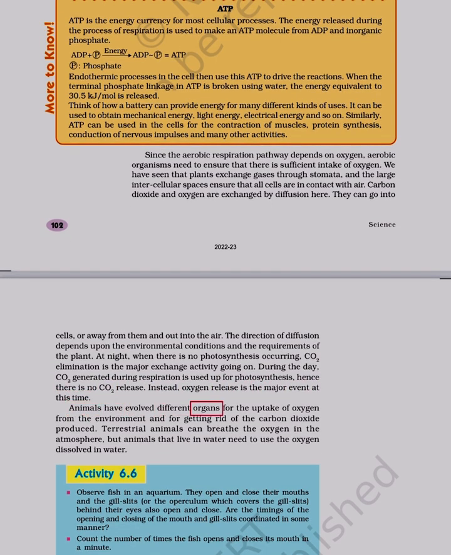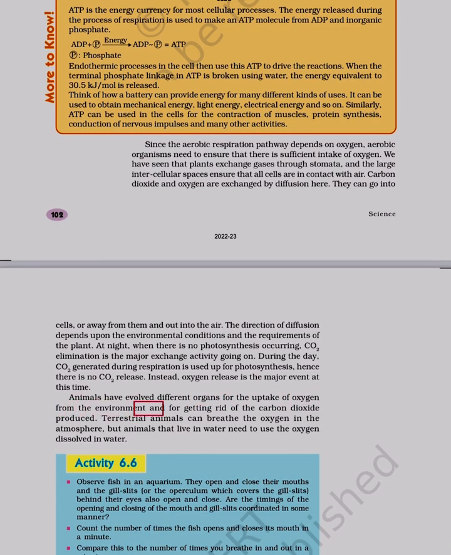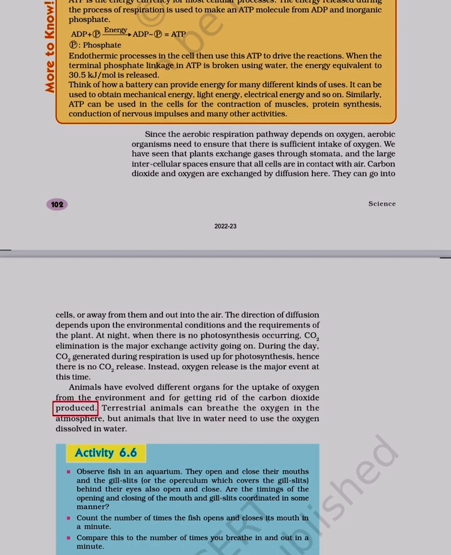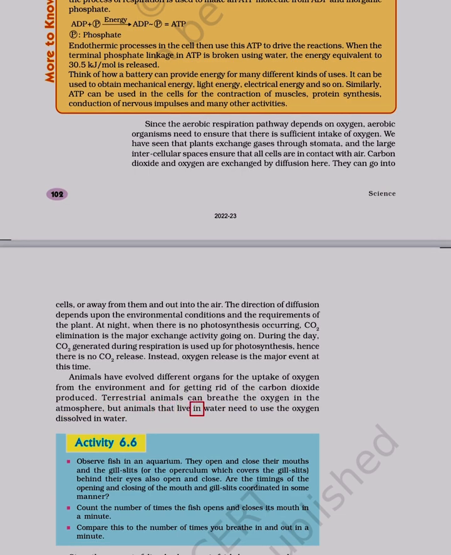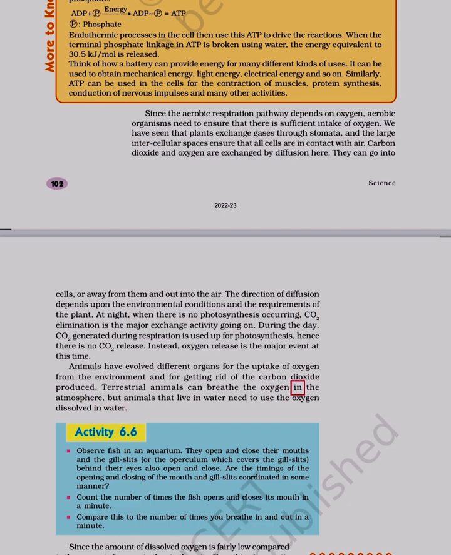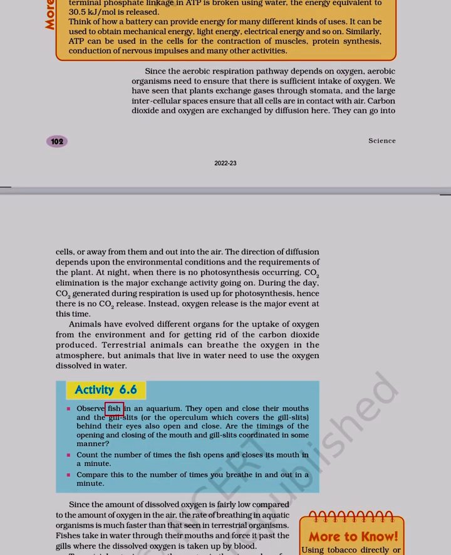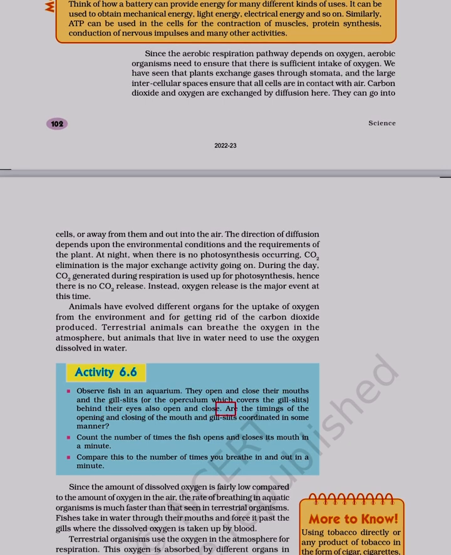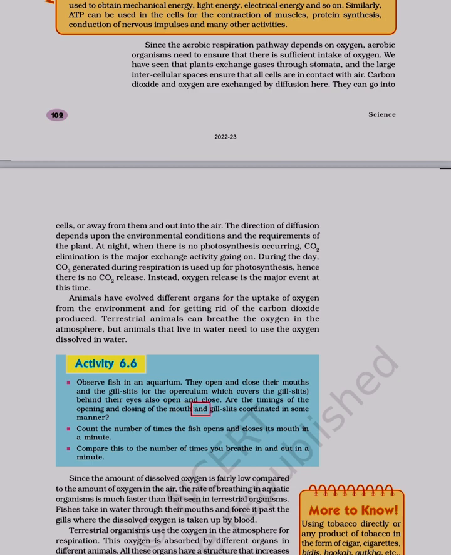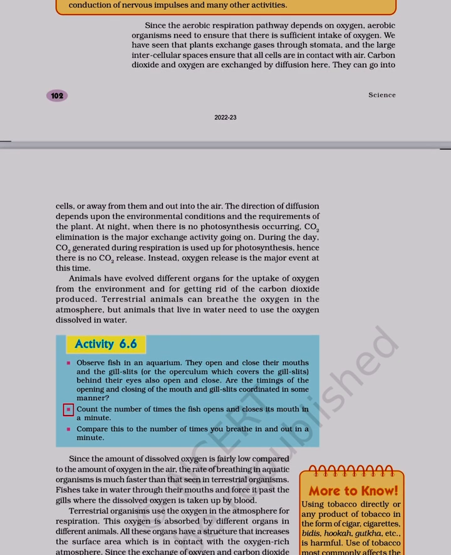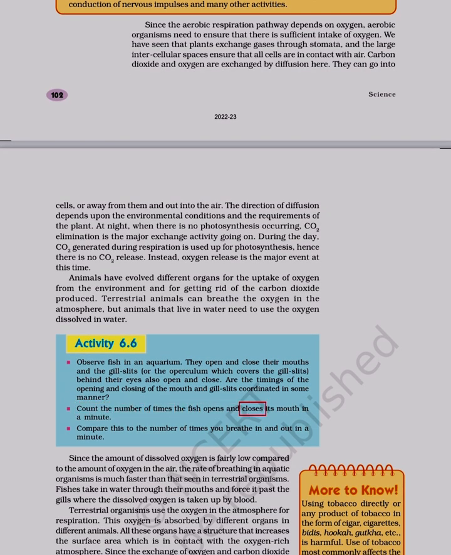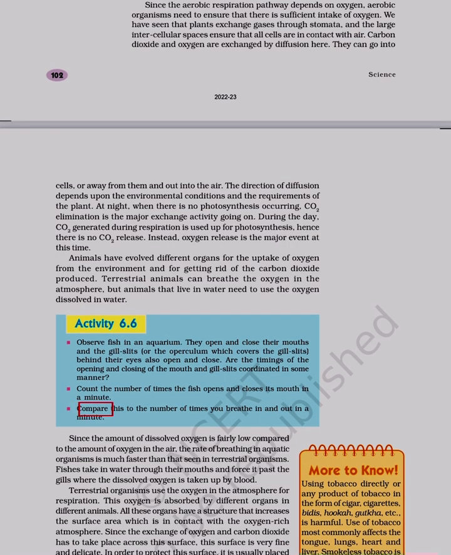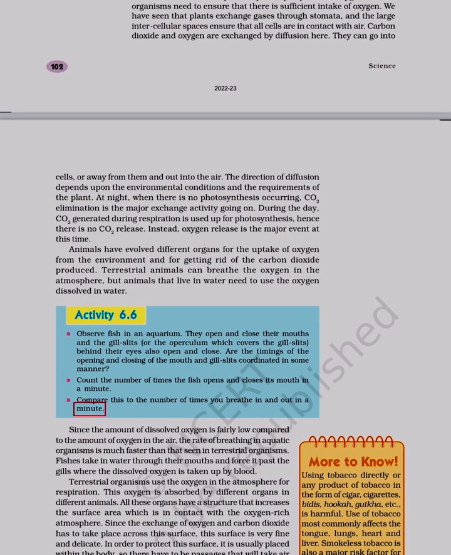Animals have evolved different organs for the uptake of oxygen from the environment and for getting rid of the carbon dioxide produced. Terrestrial animals can breathe the oxygen in the atmosphere, but animals that live in water need to use the oxygen dissolved in water. Observe fish in an aquarium. They open and close their mouths, and the gill slits or the operculum which covers the gill slits behind their eyes also open and close. Are the timings of the opening and closing of the mouth and gill slits coordinated in some manner? Count the number of times the fish opens and closes its mouth in a minute, and compare this to the number of times you breathe in and out in a minute.